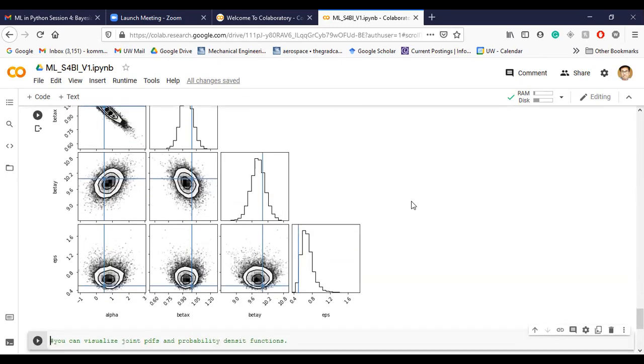Do you guys have any questions on these plots? So those circles, those are the projections of the distributions we're finding. Yeah, they are like the two-dimensional Gaussians.